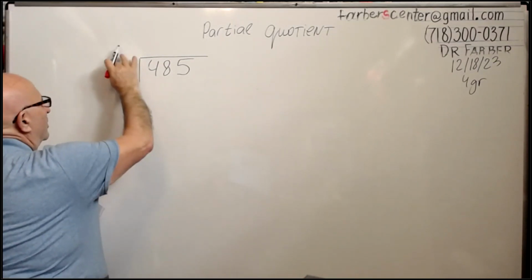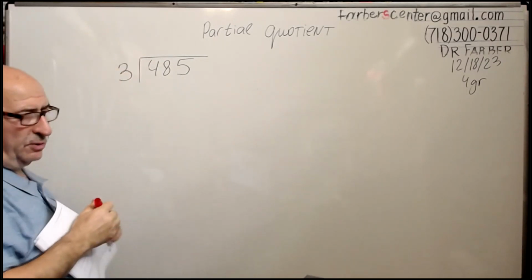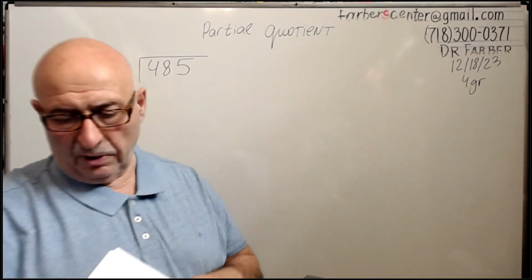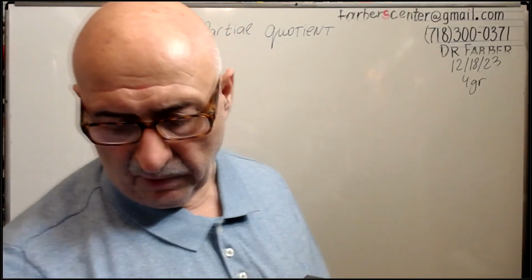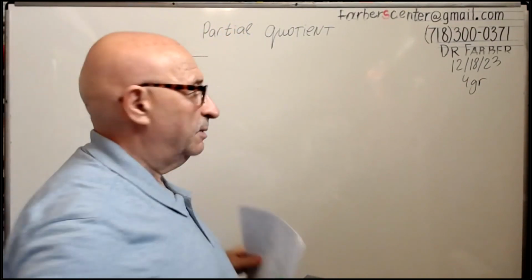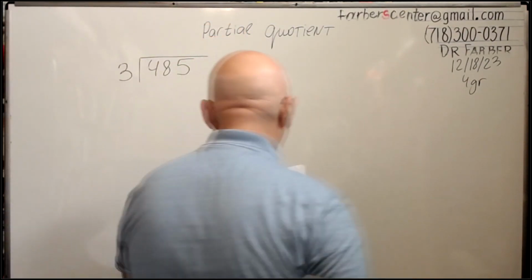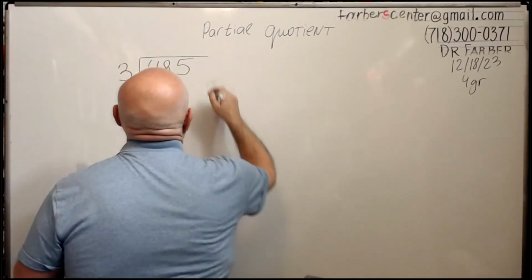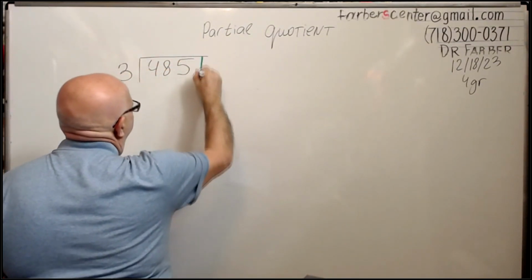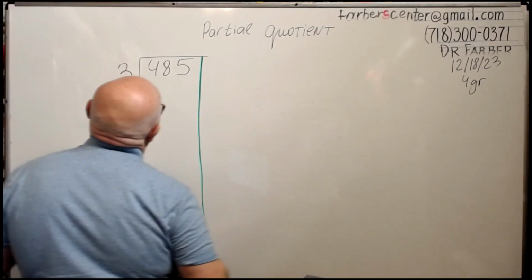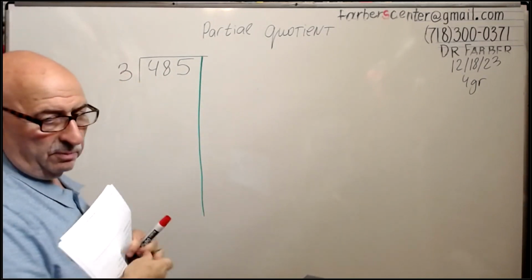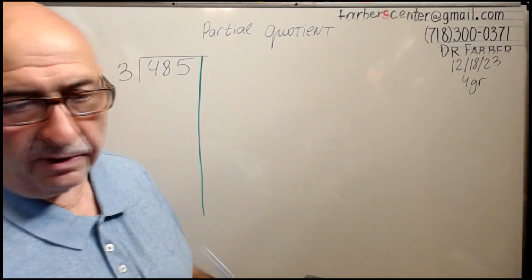This is usually written like this, but I want to use partial quotient. My suggestion: I can take a different color, let's say a green one. I make this extra line here. Since I don't have a graph paper notebook, you also can make this line.